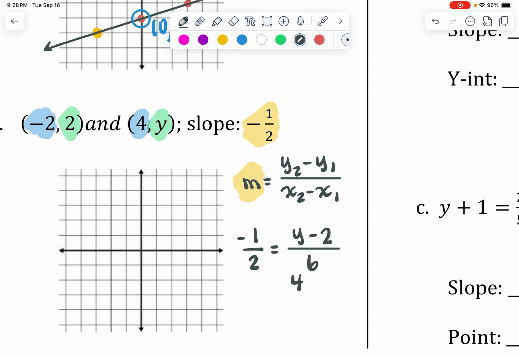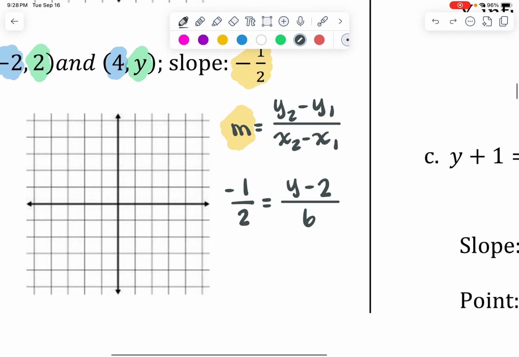Again, 4 minus -2. So I just went ahead and added since it's a double negative. And now I have this lovely proportion. Right? And how do we solve proportions? We cross multiply.